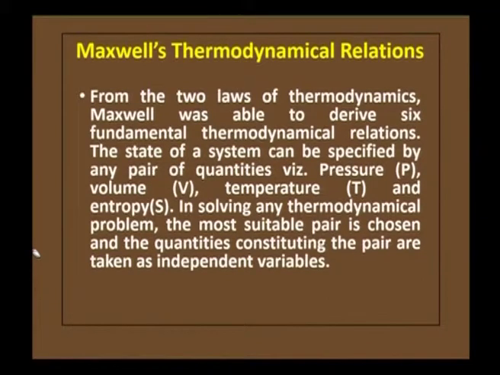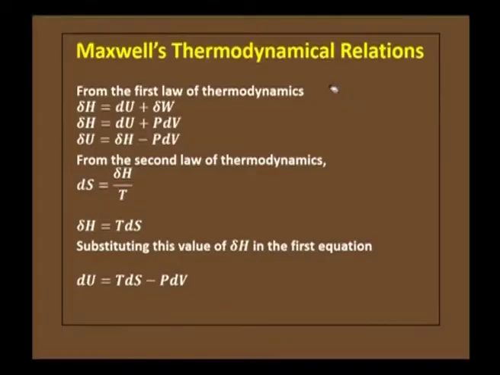Therefore, to designate the state of a system, it is essential to know the following variables. They are pressure, volume, temperature and entropy. In solving any thermodynamical problem, the most suitable pair is chosen and the quantities constituting the pair are taken as independent variables. Keeping this in mind, let us now derive an equation for Maxwell thermodynamical relation.